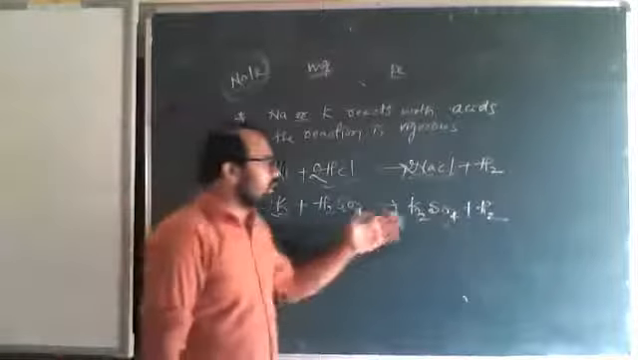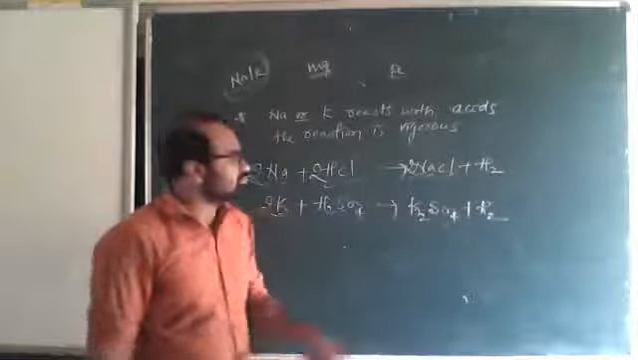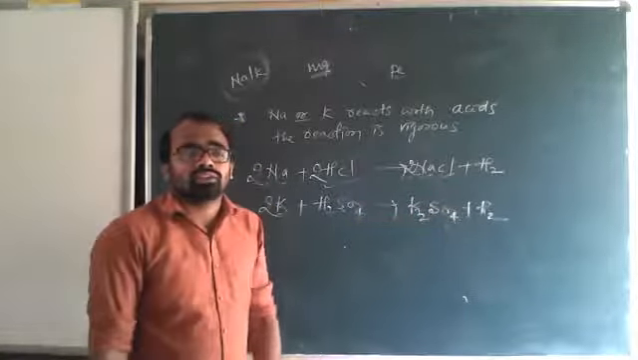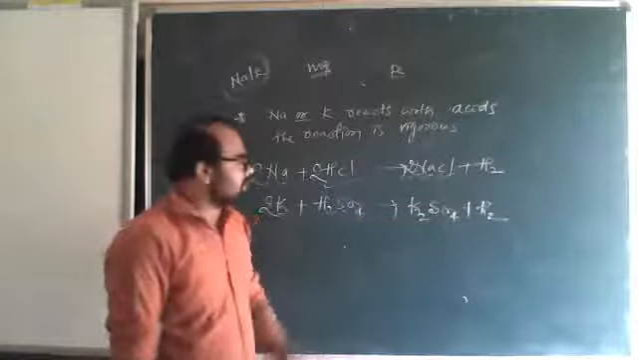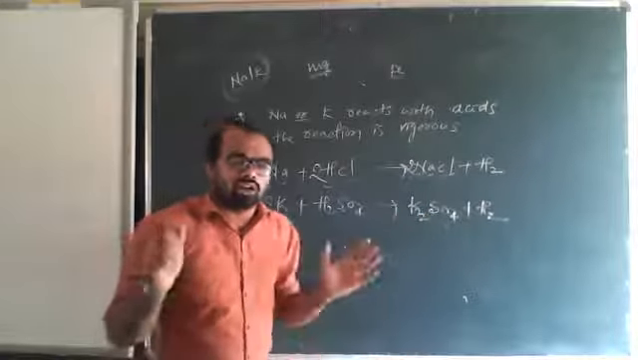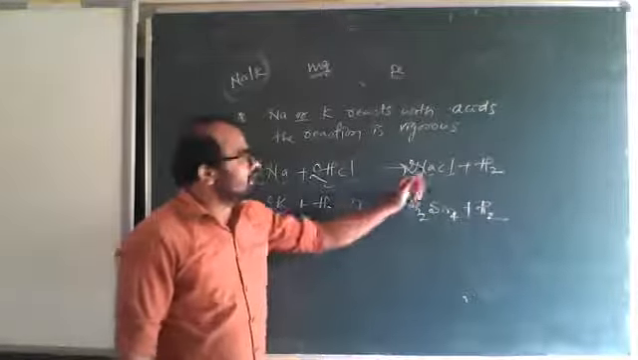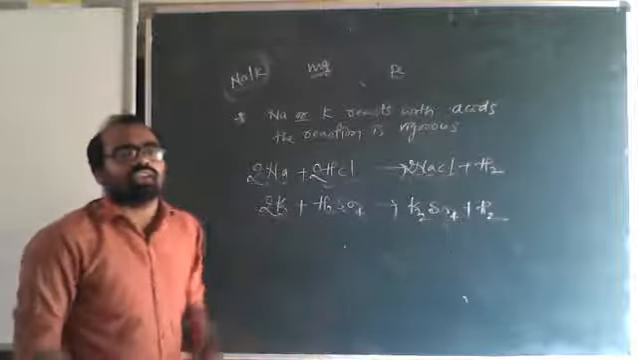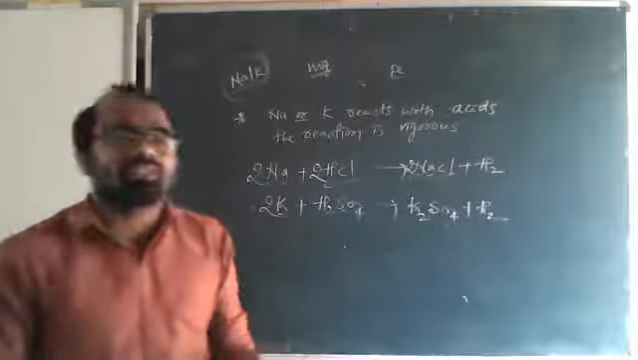As in the last class I told what is salt. Salt can be sulfate, chloride or nitrate. So here potassium sulfate, metal sulfates are salts. Metal chlorides are salts. So when Na and K react with acids, the reaction is vigorous.